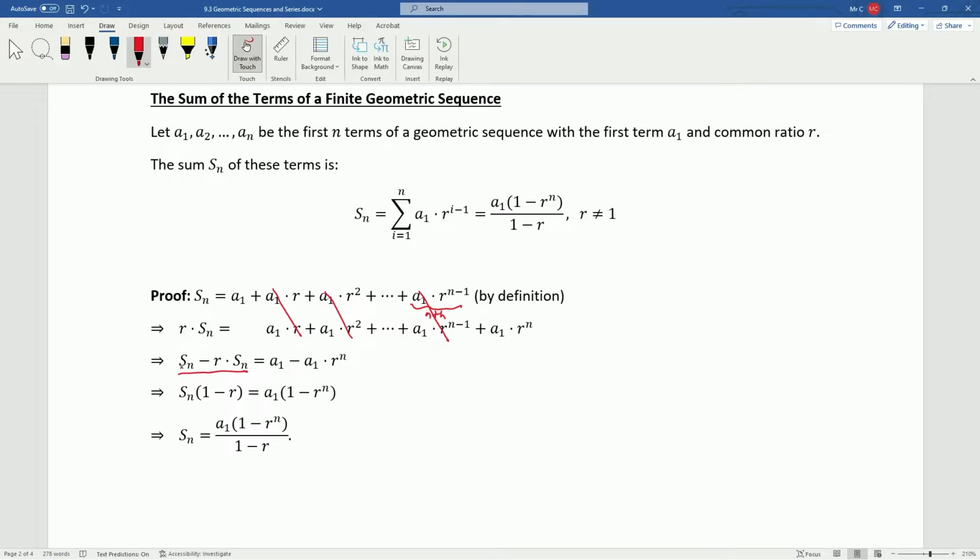So when I factor out s sub n and I factor out a1 on the right side, I get s sub n times, 1 minus r, I mean. Let me try that again. S sub n times 1 minus r equals a1 times 1 minus r to the n. Divide out the 1 minus r, and finally we get s sub n equals a1 times 1 minus r to the n divided by 1 minus r. So that's how we get our sum formula for the finite terms of a geometric sequence.